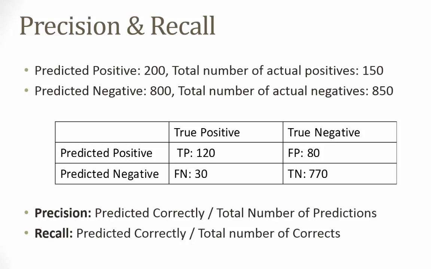Now let's go ahead and consider recall. Recall is the number of cases that are predicted correctly divided by the total number of corrects. Here the total number of corrects is the total actual number of corrects. And recall tells you about the proportion of the cases that your model was actually able to capture. So here the recall for positive cases would be 120, which was predicted correctly, divided by the total number of actual positives. That is 150. So it will be 120 divided by 150. And then for the negative cases, that would be 770 divided by 850.